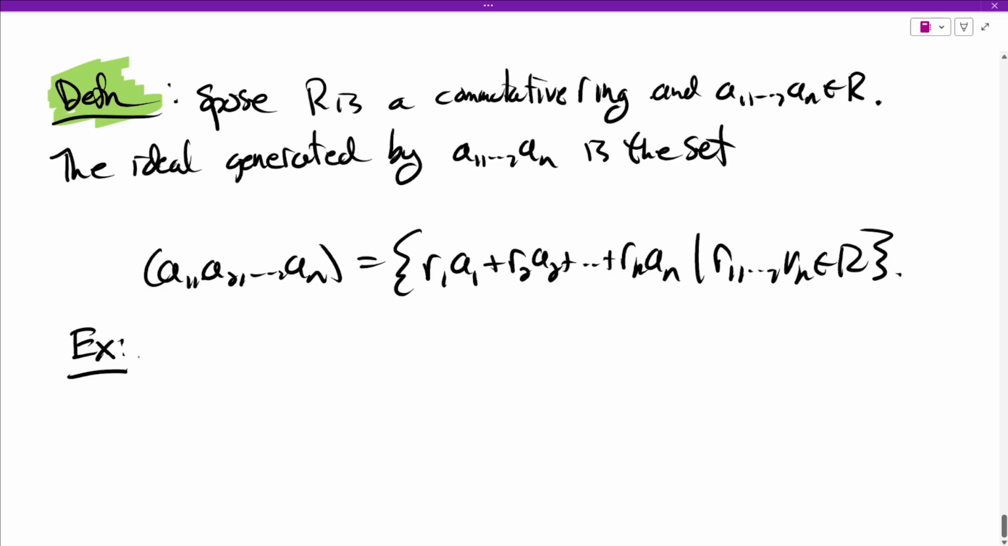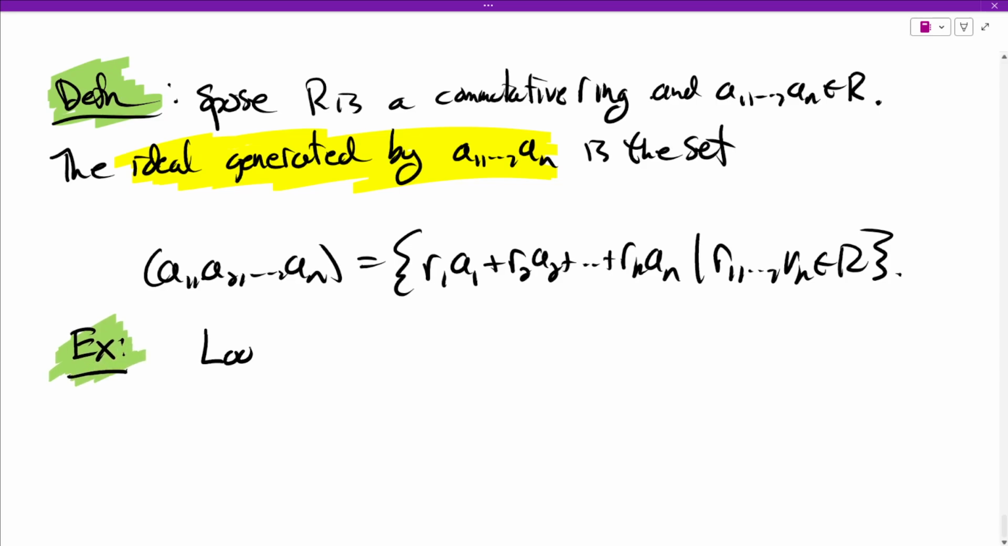We're going to do an example showing that sometimes, even if you have more than one generator, it's not necessarily the case that you need all of those generators. Then we're going to prove a theorem in the next video, and then we're going to do an example showing that sometimes you do need all of the generators. All right, so what's our example?